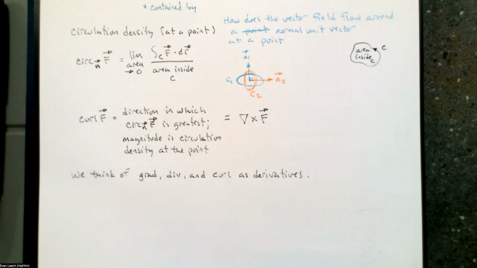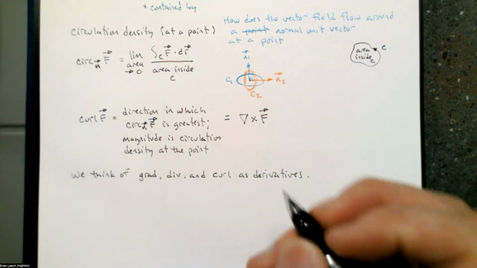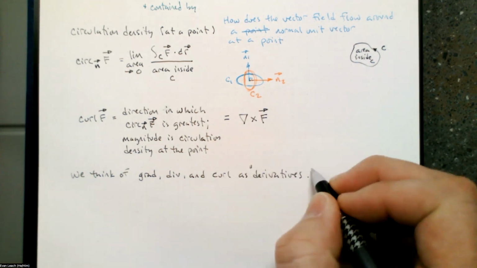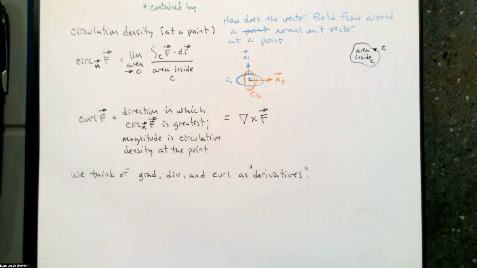We're thinking of gradient, divergence, and curl as derivatives. I'll put this in quotes, as we're trying to get a feel for things. It makes sense. We're trying to calculate some kind of 0 over 0. There's some 0 over 0 stuff going on here.